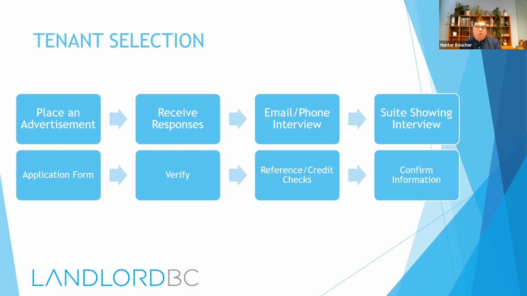So you're going to generally always start with placing an advertisement, moving on to receiving responses, doing some interviewing with them, so talk to them by phone or email. You'll likely show the unit to prospective applicants. You should have an application form. And this is really important. Having an application form is actually probably one of the most important parts of your tenant selection process.